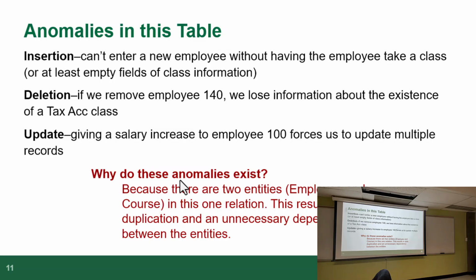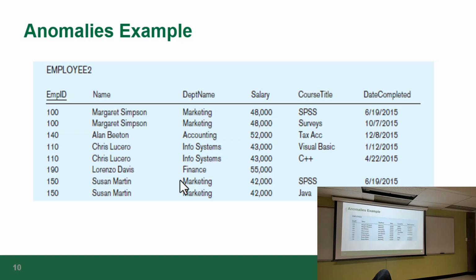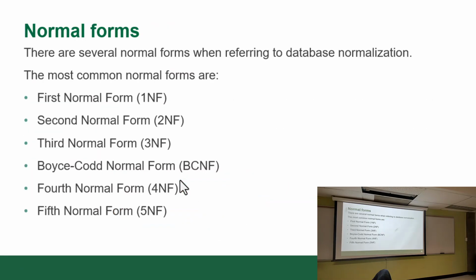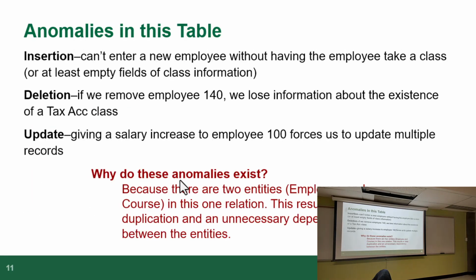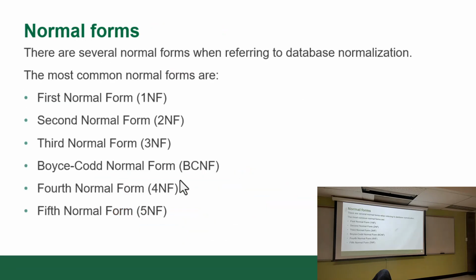So why do these anomalies exist? It's because there's two entities in the same relation. In this case, when we talk about a relation, we're talking about a table. And there's two entities in it. We have employees and courses. So those are the anomalies. The goal of normalization is to get rid of these by breaking things down to smaller pieces.